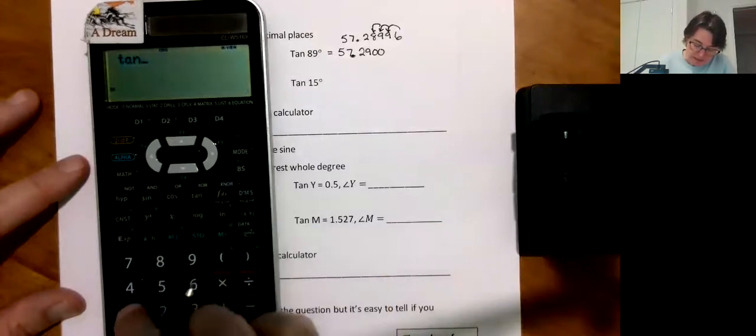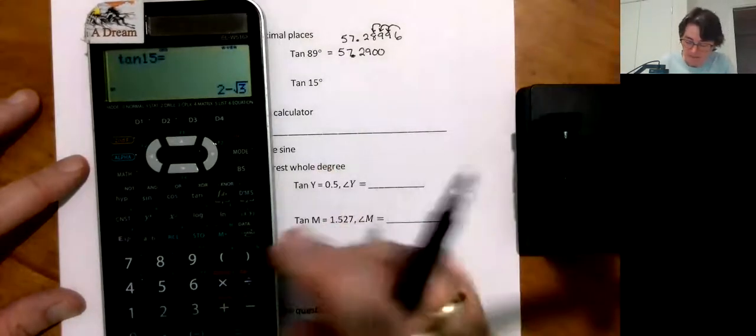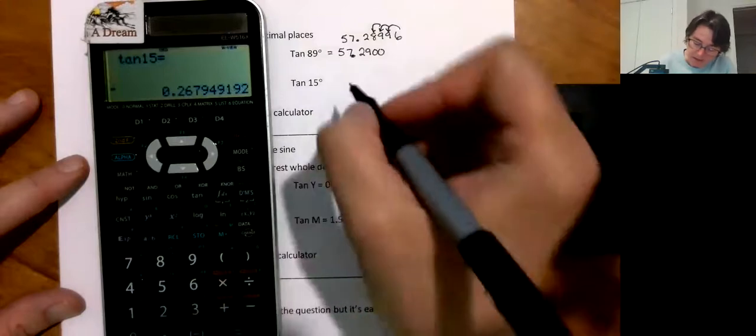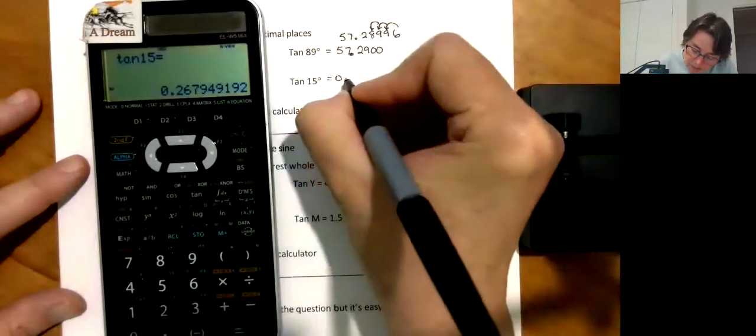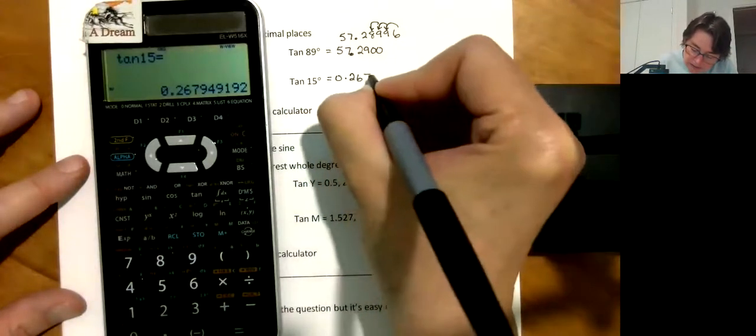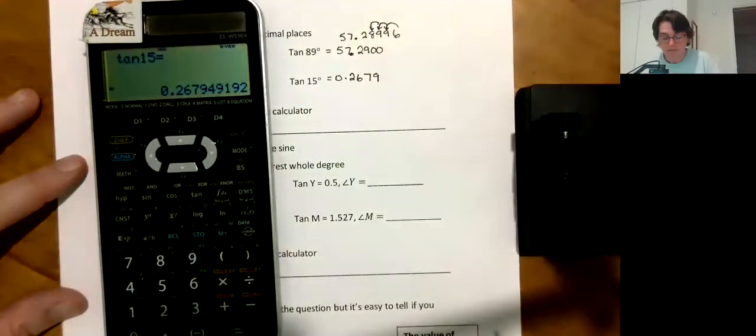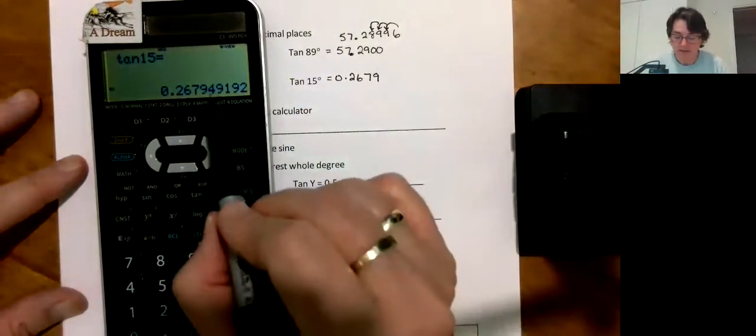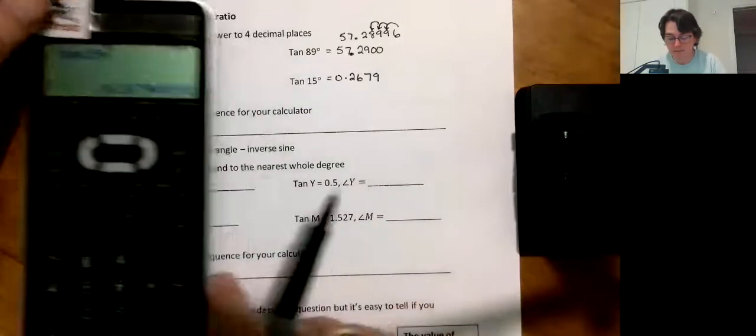And the last one is tan 15. There you go. 0.2679. And the next decimal after that is a 4, so it's not going to change anything.